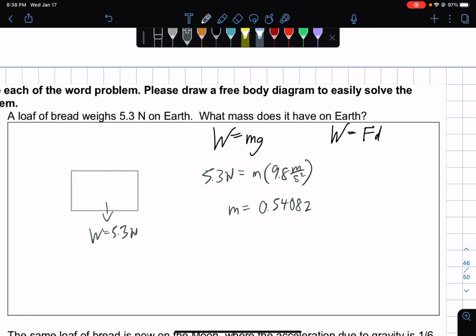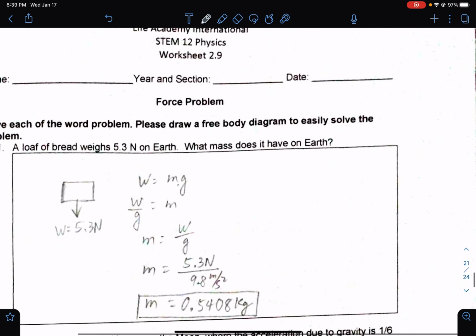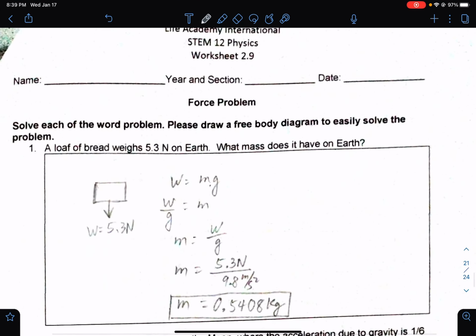Newtons. Wait, what is the unit for mass? The SI unit for mass is kilograms. I'm not sure if this is kilograms, but by standard, oh yes. So if you're not sure what unit to put, just make sure that it is the SI unit. The SI unit for mass is kilograms, not grams. For meters, sorry, I already said it. The SI unit for distance is meters, not kilometers. Just to be clear on that.